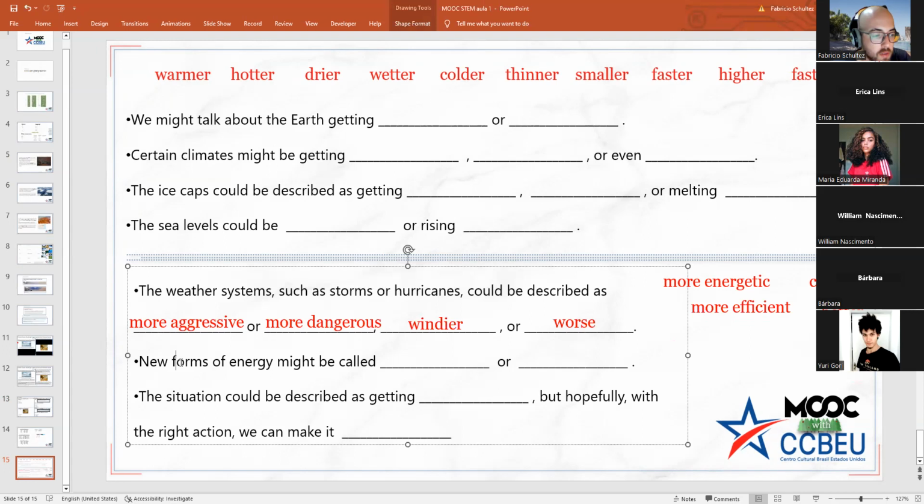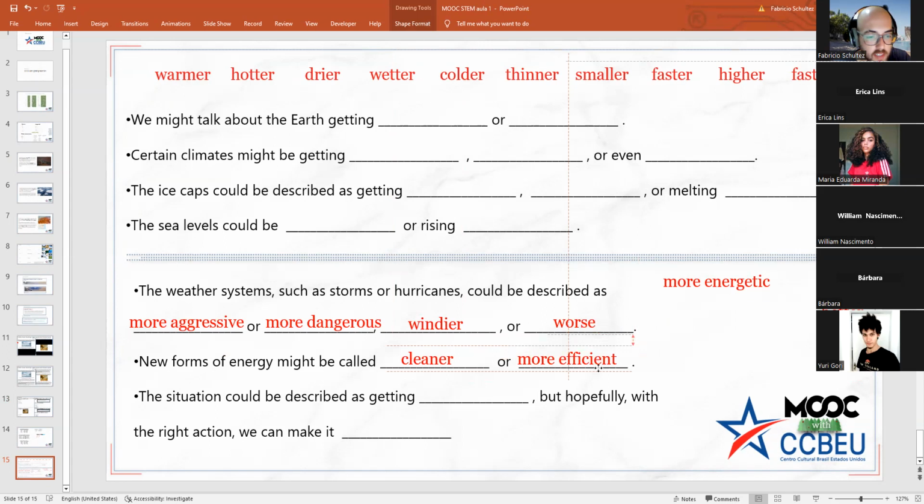Let's see. New forms of energy might be. Olha só esse might aqui, ó. Podem ser, tá? So might be called, podem ser chamadas, what? Cleaner, yes. E more efficient. Very nice. Very good. Or more efficient. Ó, a Erika carregando a aula hoje, hein, Erika? Thank you so much. Se falta a Erika hoje, imagina.